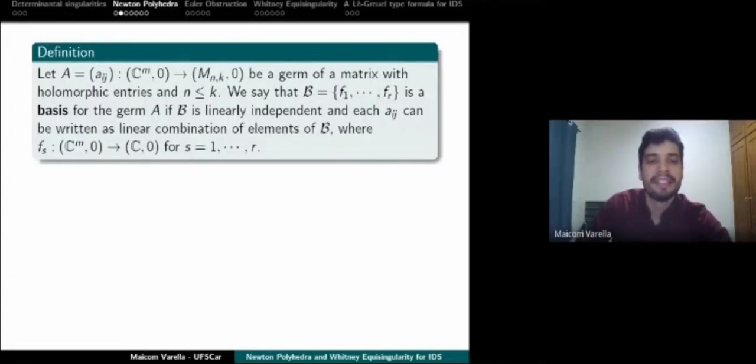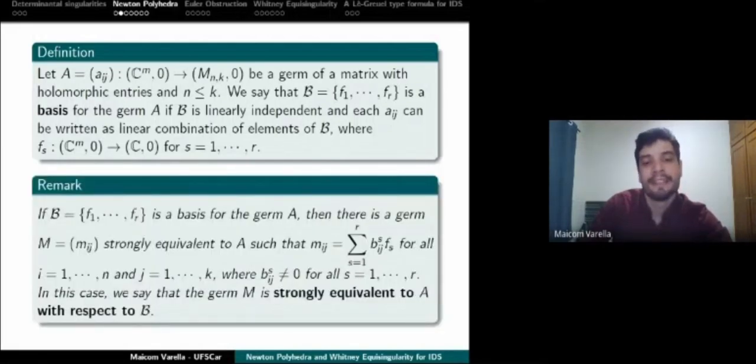Now, we are interested in defining the Newton polyhedron of a given matrix. To do so, we first present some definitions. So let A be a germ of a matrix with holomorphic entries and n less or equal k, we say that B is a basis for a germ A if B is linearly independent and each A_ij can be written as a linear combination of elements of B, where each f_s is a function on C^n.